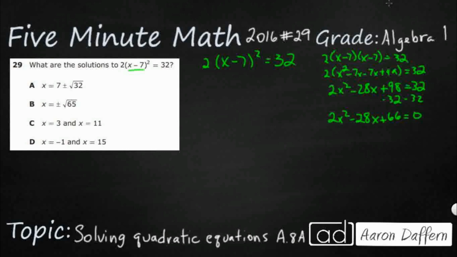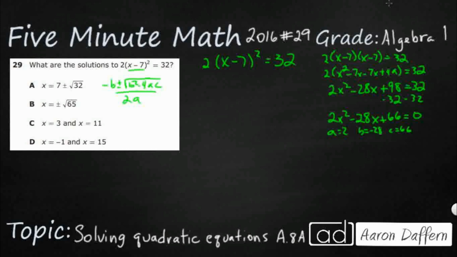Once you get it like this, you can do the quadratic formula, right? That's negative b plus or minus the square root of b squared minus 4ac, all over 2a, because now I've got standard form here. So a equals 2, b equals negative 28, c equals 66. Now you see why that's going to be the slow way, because those are a lot of big numbers here. But we can do it there.